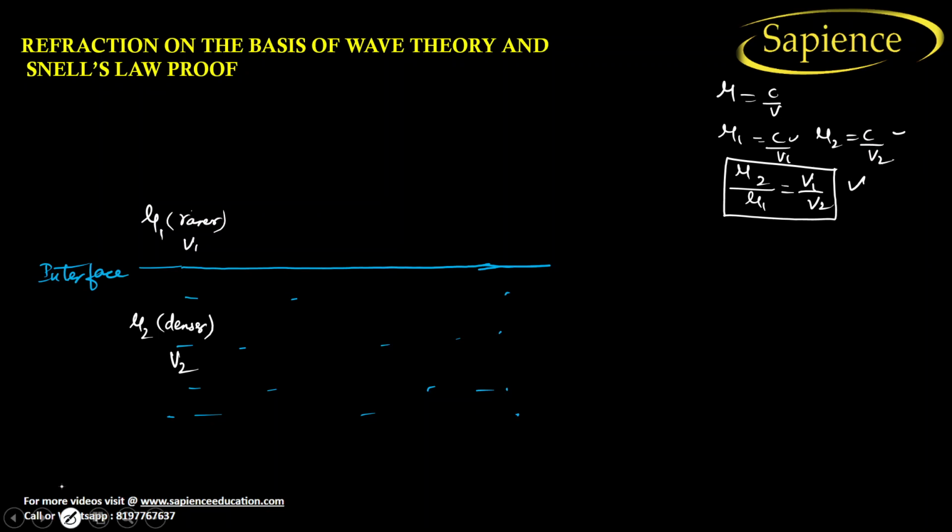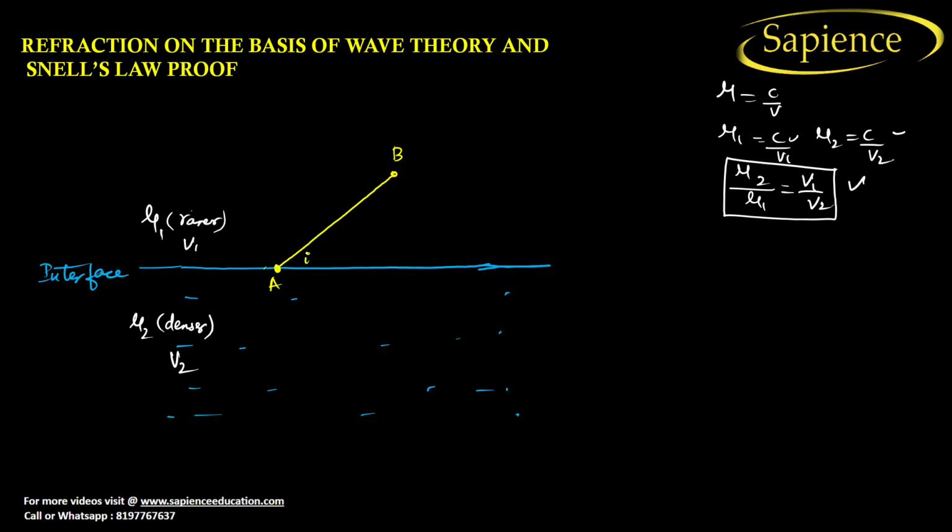Now let us put a wave. So let us consider a wave. This is a parallel beam of light. Let us again check it. So it's a parallel beam of light, right? This is point A, this is point B, got it?